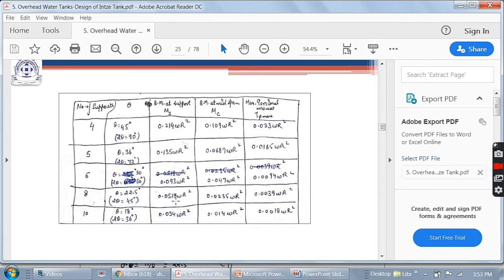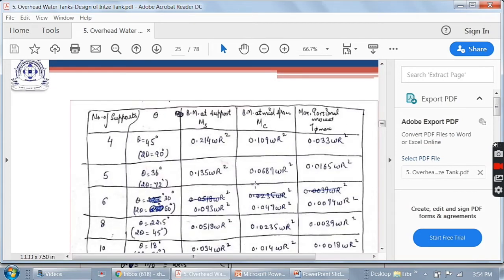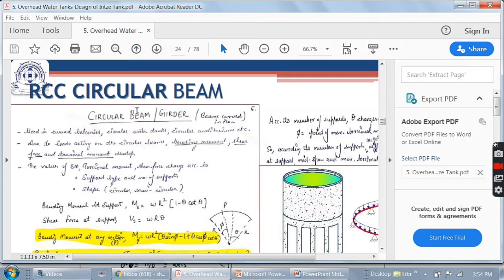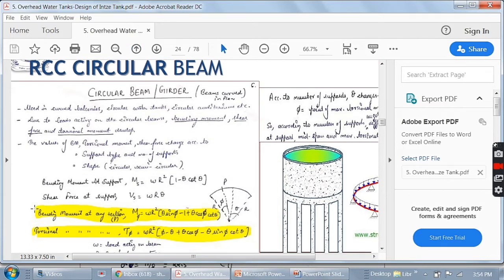So one method is you memorize all these values, and we get the bending moment at support, bending moment at midspan, and maximum torsional moment as this. But if you cannot memorize it, the other method is: look at this expression, bending moment at any section M phi is W R square theta into [sin phi minus (1 plus cos theta) cos phi] into cot theta. So here in our question we have got W, and R is the radius of our beam, which is the diameter divided by 2, that is 7.2 divided by 2.